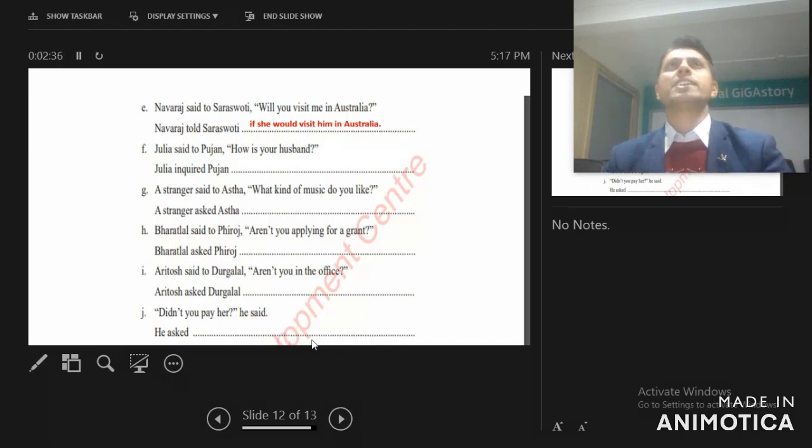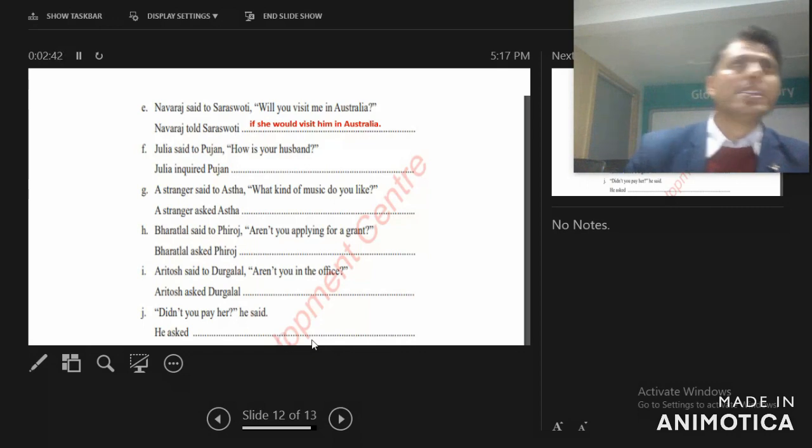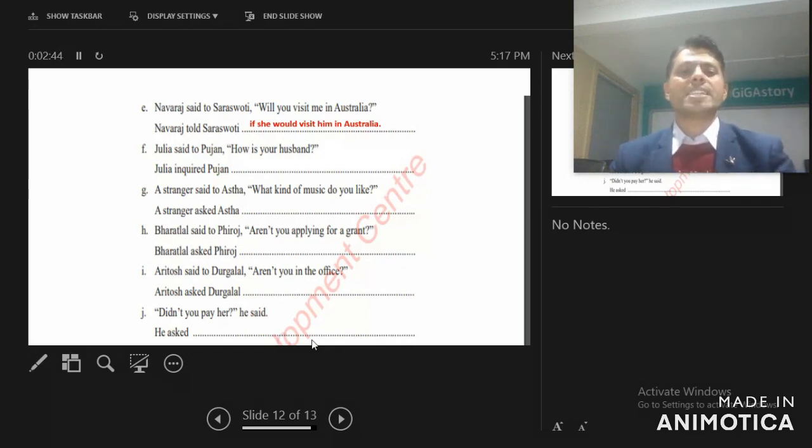If she would, will changes into would. If she would visit him. Me changes into him. Why? Me is a first person pronoun, changed according to the subject. The subject is Navraj, so we write here him, in Australia. At last, in place of the question mark, we give a full stop. Got it? Okay, now come to number F.